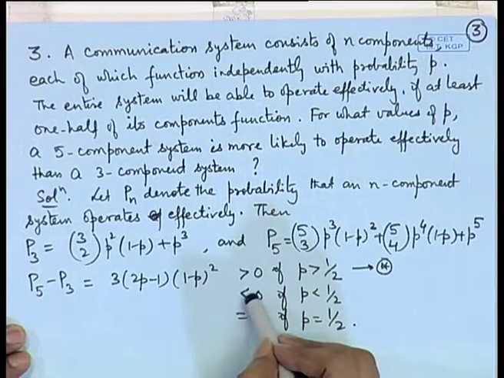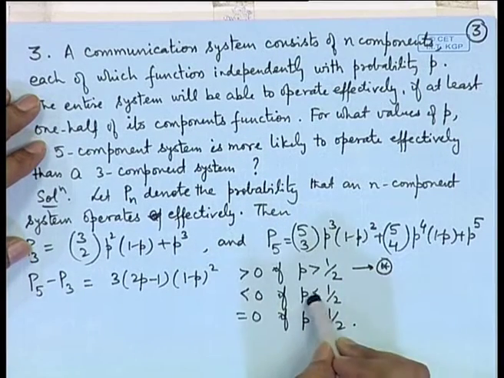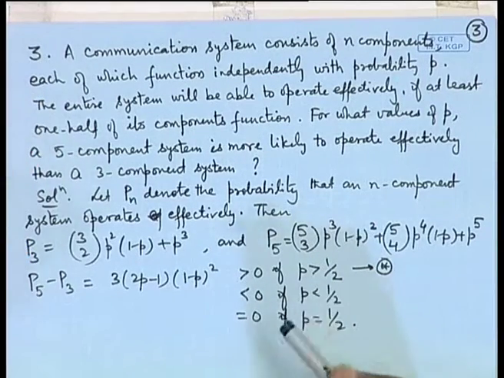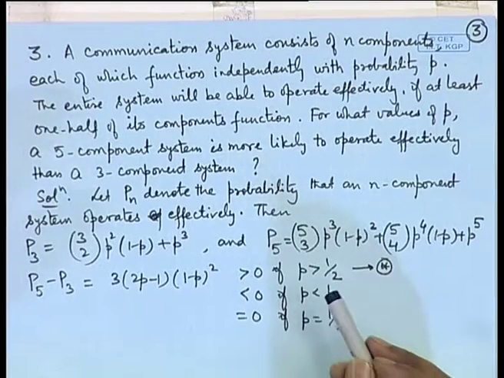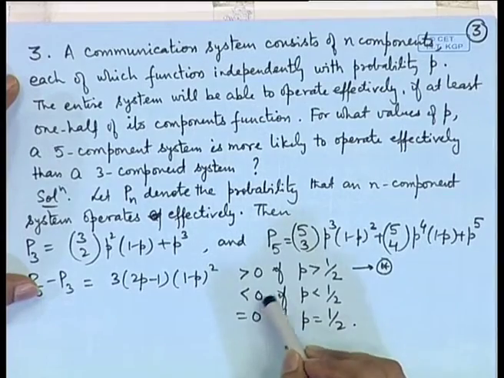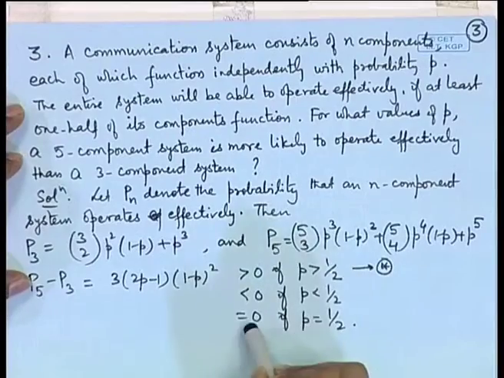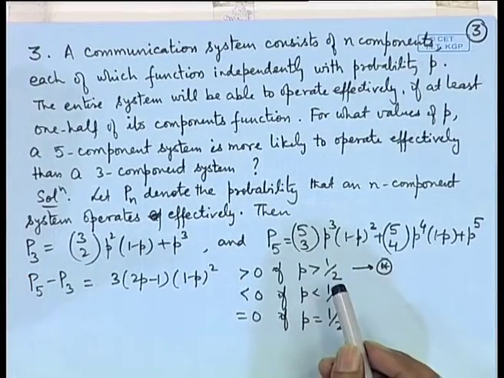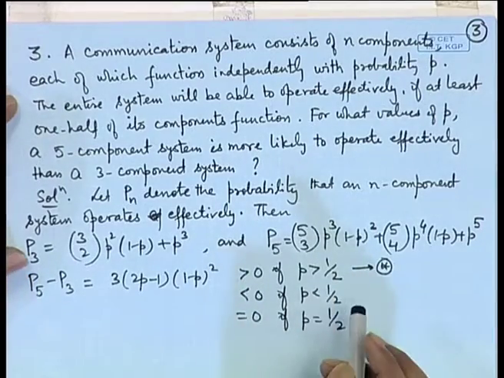We can also see that this is less than 0 if P is less than half. That means, if each component fails with a probability which is less than 50%, then if we add more components in the system, it is actually reducing the probability of operating effectively. And of course, if P is equal to half, then both the systems have the same probability of operating effectively.